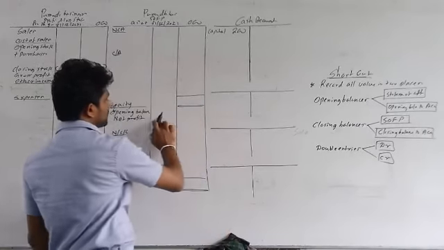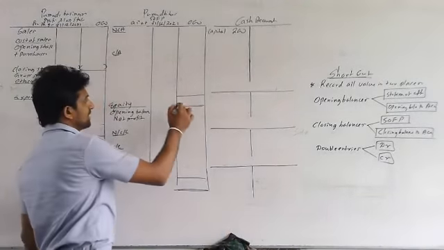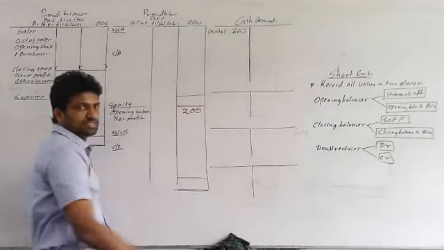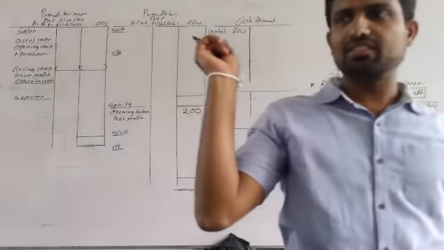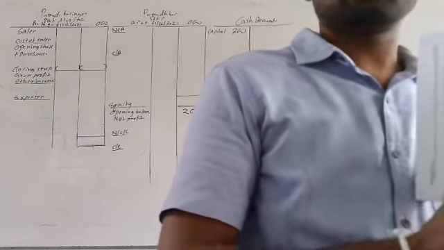And no need to draw the capital account. You can straight away take this 200 as the opening capital in SOFP. So you have to imagine in that way.